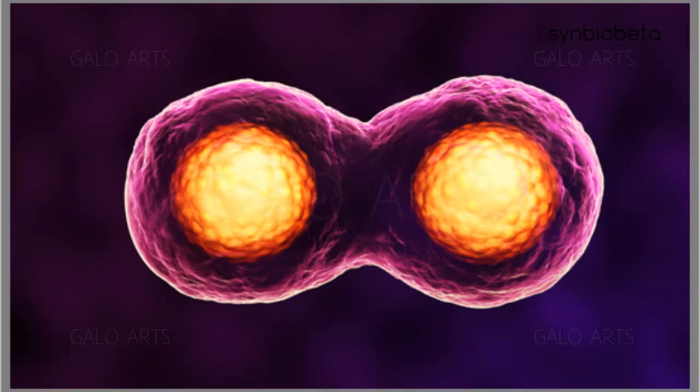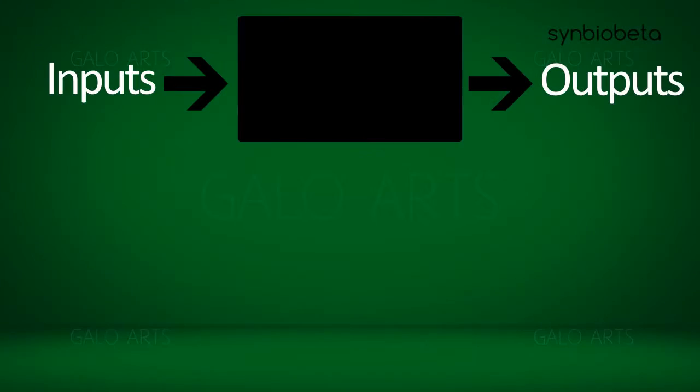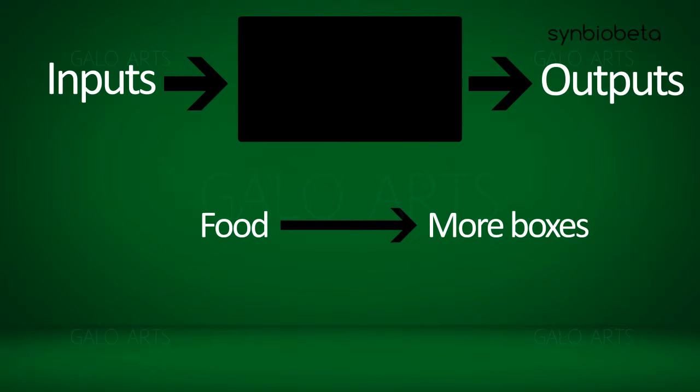You have to reproduce. If we want to simplify a cell to the absolute simplest machine that we can think of, a black box where you put in food and you get out more boxes. This is a really good starting point for our work because it lets us think of an engineerable system where we might not know what's going on, but we have things we can measure. We start with a black box where we put in food and we get more boxes.